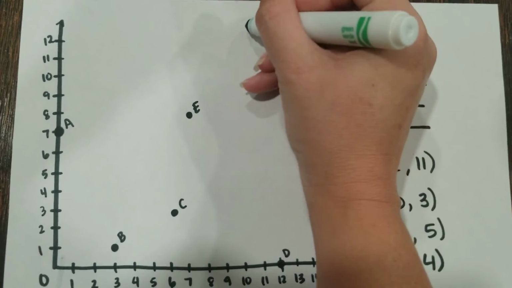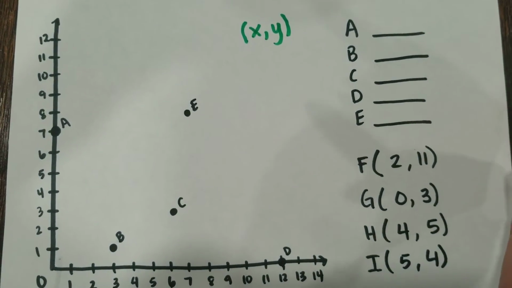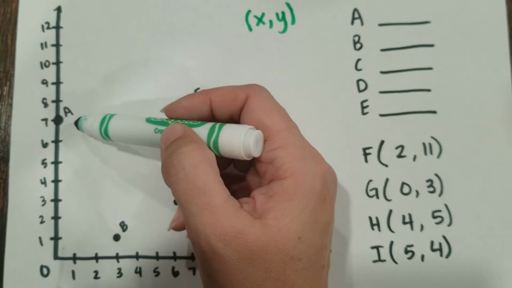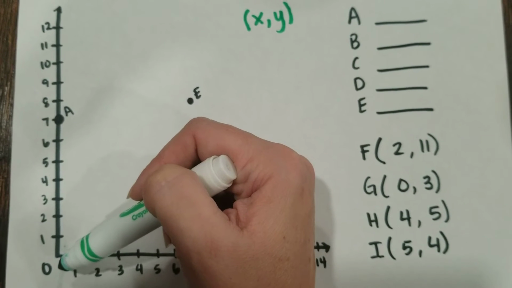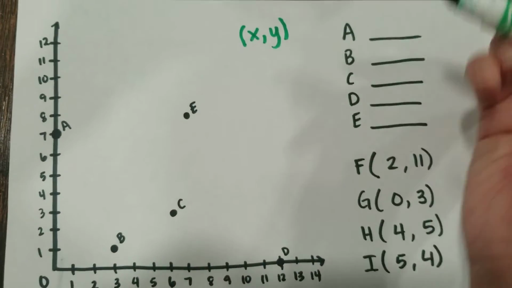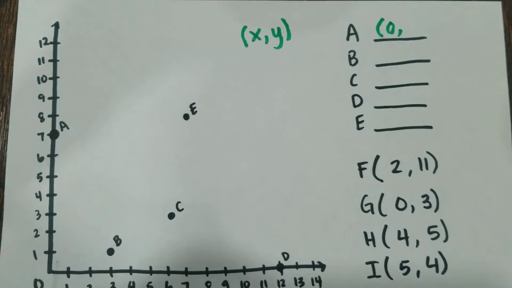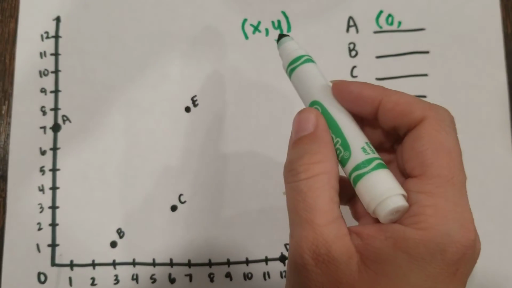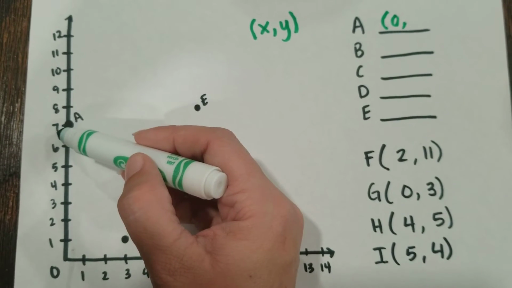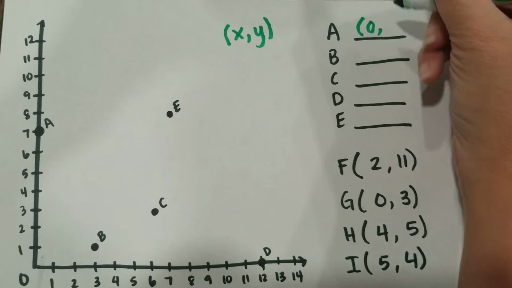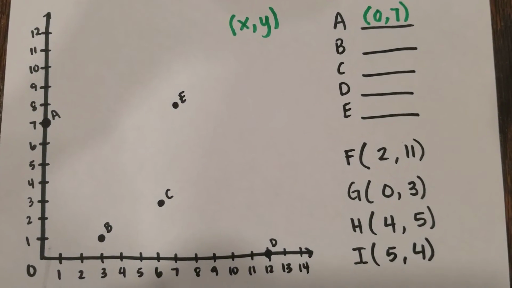Remember, the ordered pair always goes X first, then Y. So we've got to look down at the X-axis first. From point A, I'm going to look down to my X-axis, and I am right on the 0. So my X coordinate for A will be 0, comma. And then my Y coordinate is next. For A, I'm going to look over to the Y axis, and I am right next to the 7. And so my address, or my ordered pair, is 0, 7 for point A.